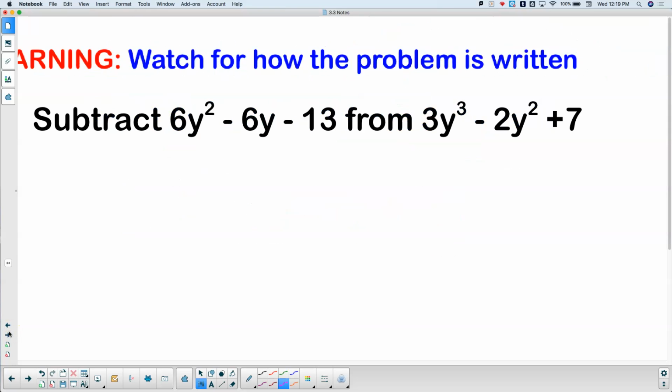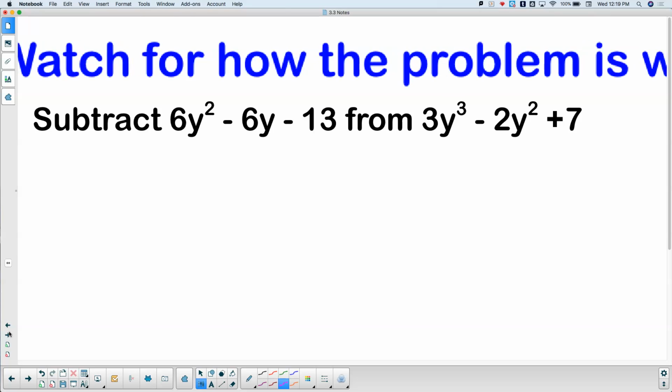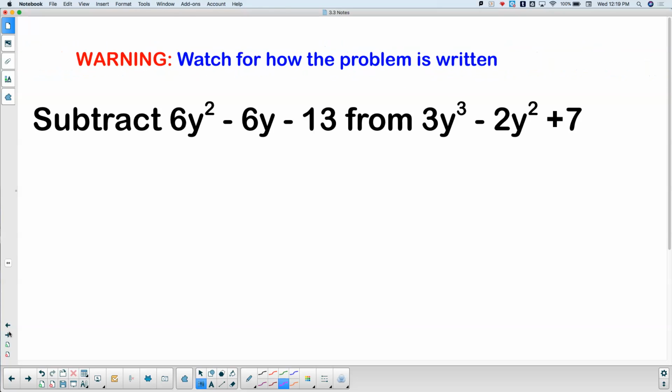That's adding and subtracting. So what I would like you to do now is I would like you to do this problem.